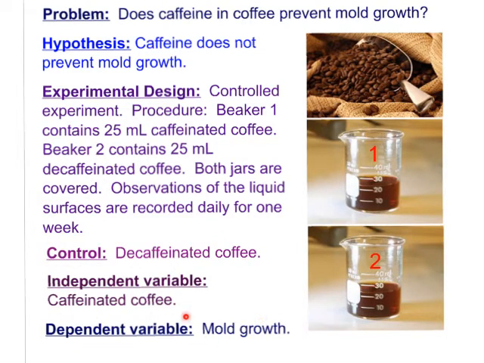The dependent variable is mold growth. It's what occurs based on the experiment, either on the independent variable or the control. It's the outcome, what we see. It depends on the experiment. And are we going to see mold growth or not?